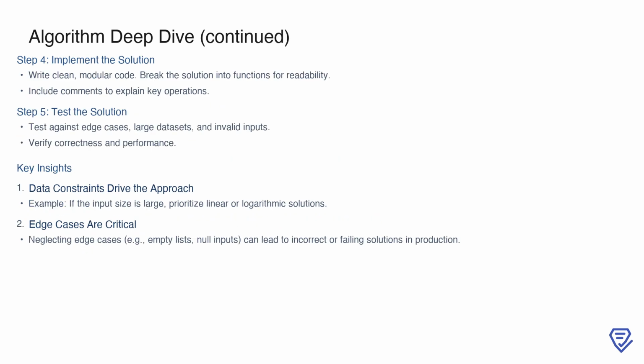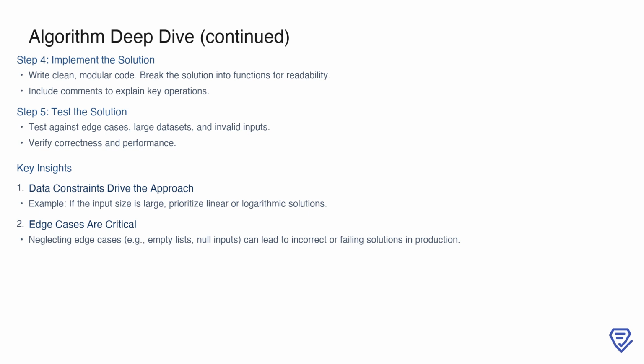After selecting an approach, it's time to implement the solution. Write clean, modular code by breaking your logic into functions to enhance readability and maintainability. Be sure to comment on critical sections of your code to explain the purpose of specific operations. Once implemented, move on to testing. This step is vital to ensure correctness and robustness.